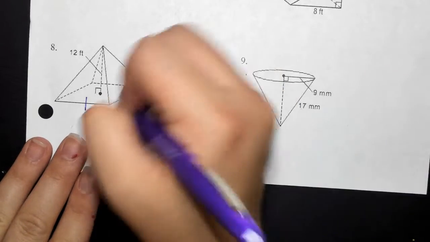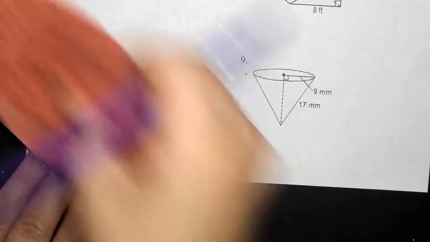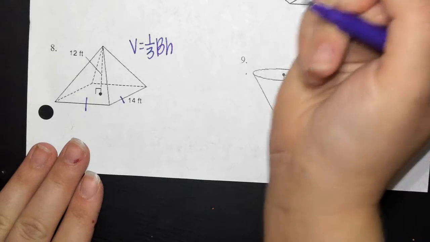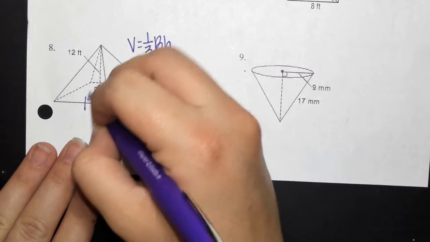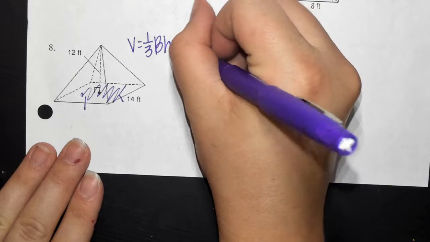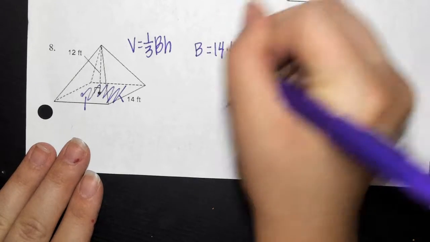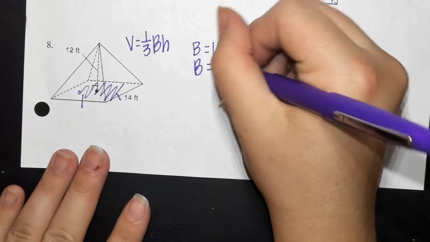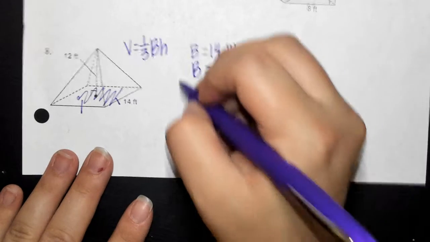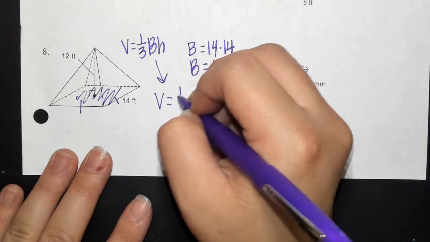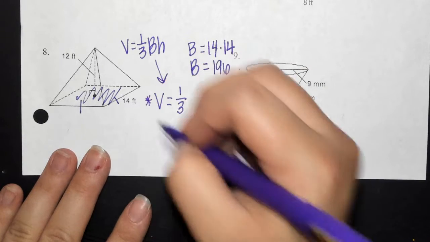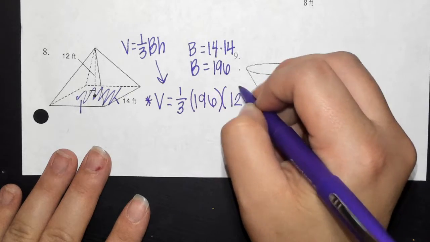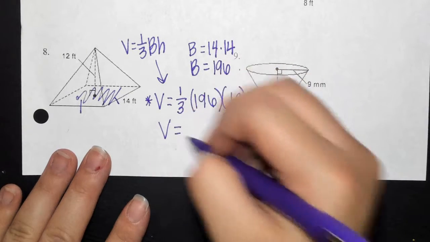Do I need to do this one with this? Okay, it's a pyramid. So we need to find our big B and little h. Well, the area of this base, if it's a square, we just do 14 times 14. Which is 196. And then plug it in. What I mean by writing the formula is I need to see this part. 1/3 times 196 times 12. So when you plug all that in, you'll get your answer.